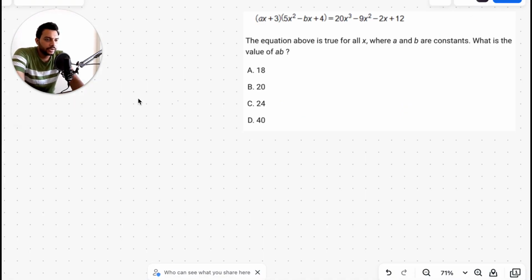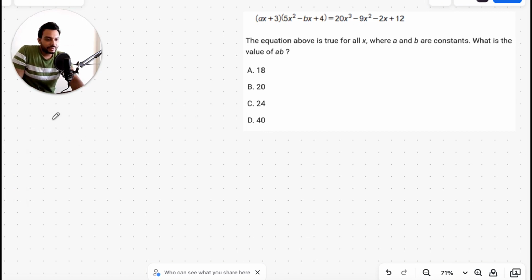There's an equation given to us: (ax + 3)(5x squared minus bx + 4) on the left hand side. On the right hand side, there's an expanded expression. The equation above is true for all x, where a and b are constants. What is the value of ab? On the left hand side, there are two constants whose values are unknown, a and b. We need to use the method of comparison, like we've already used in a few questions in the previous videos, because this is a straightforward question on comparisons. We need to equate the left hand side and the right hand side and figure out what the values of a and b are. Okay, so let's see how to do this.